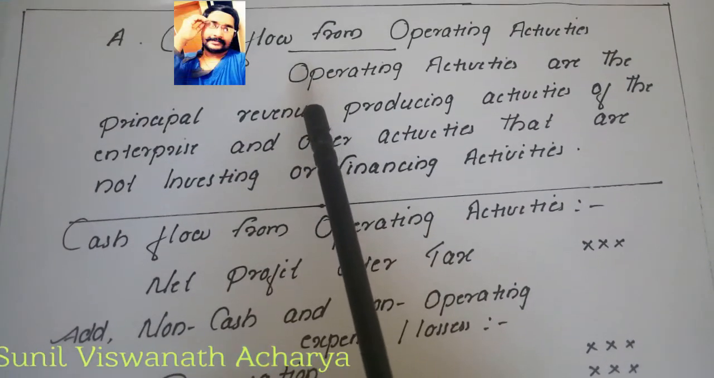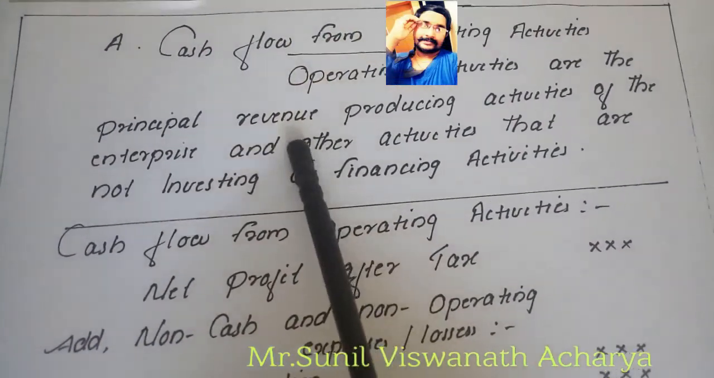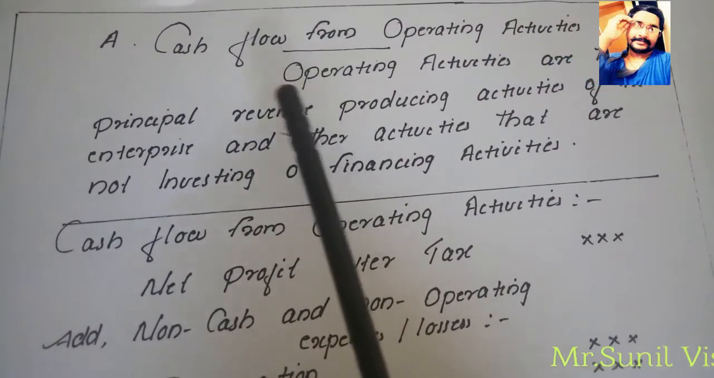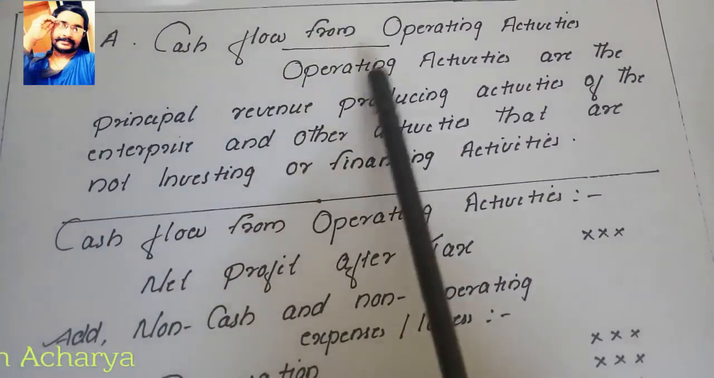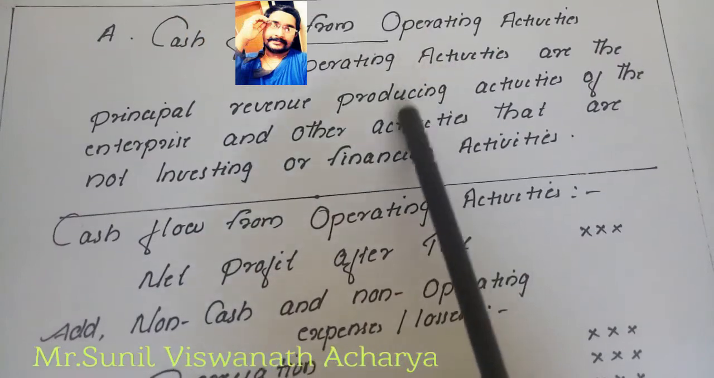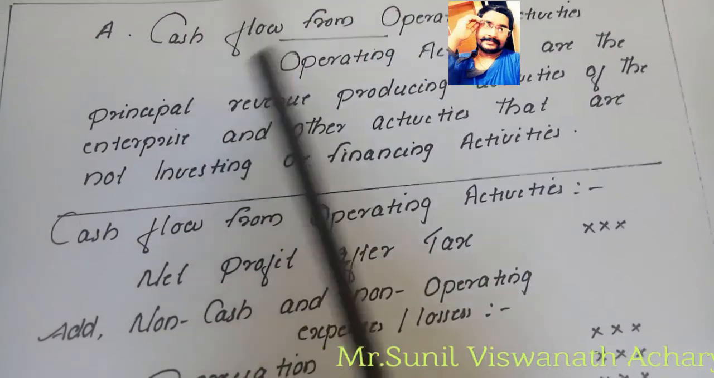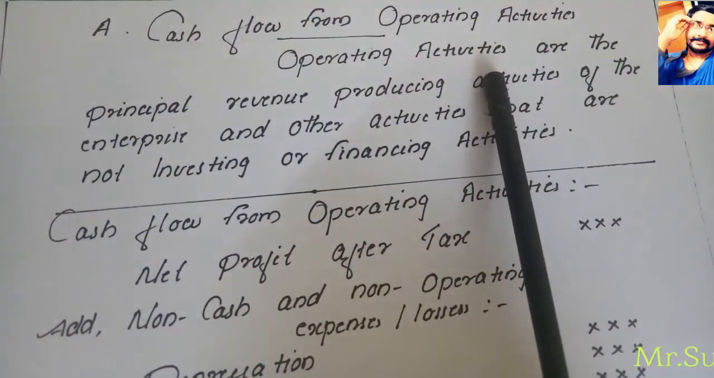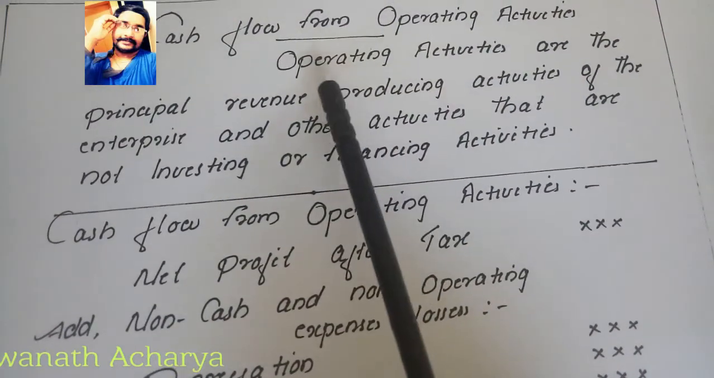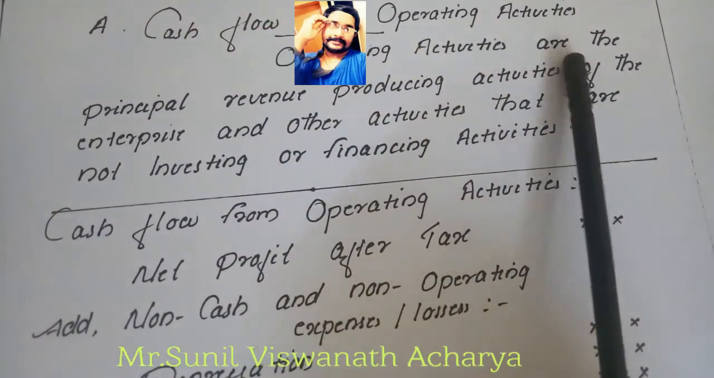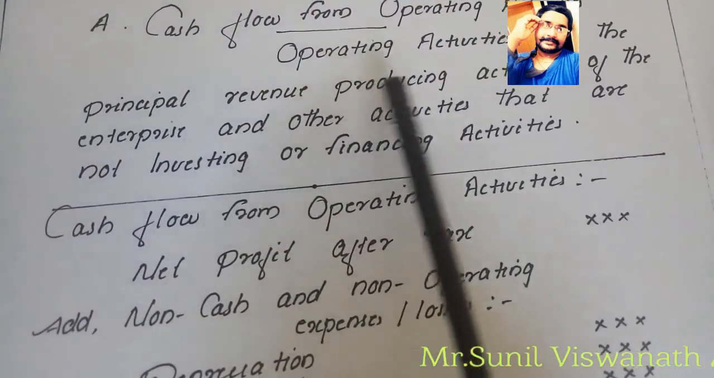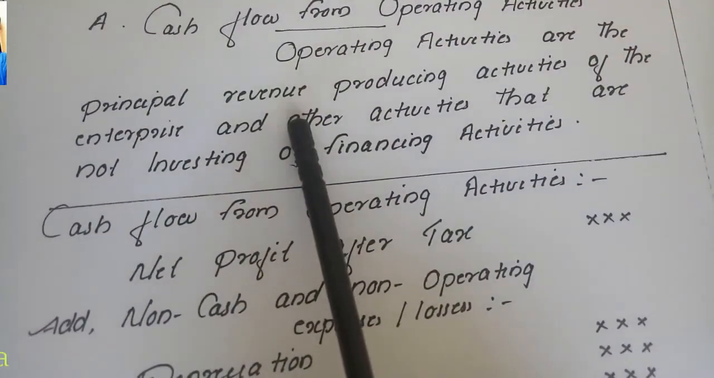And dear students, we already discussed that three major activities are there in the cash flow statement. First, it was cash flow from operating activities. So today we can discuss how to calculate cash flow from operating activities and its format. Operating activities are the principal revenue producing activities of the enterprise.